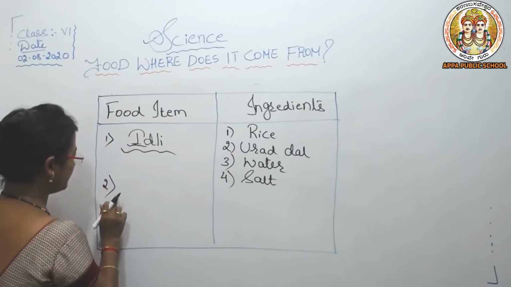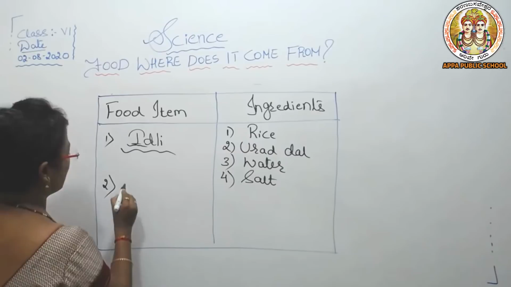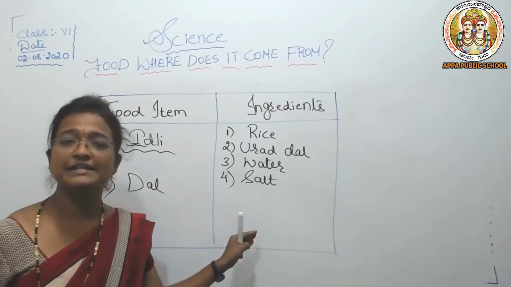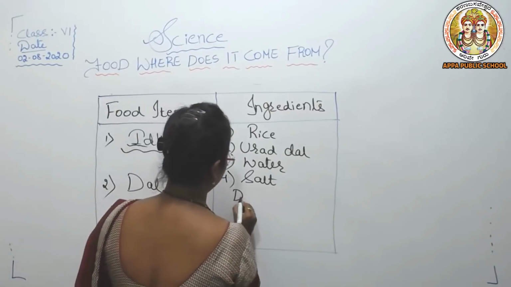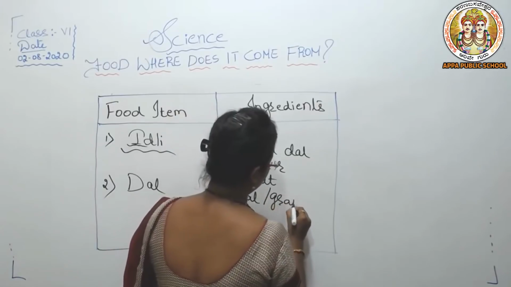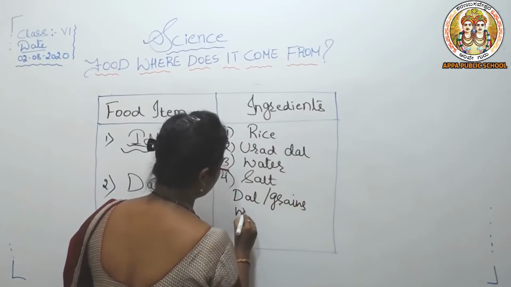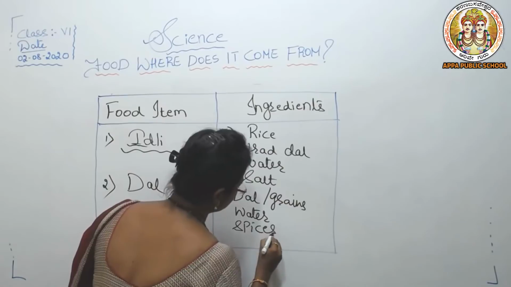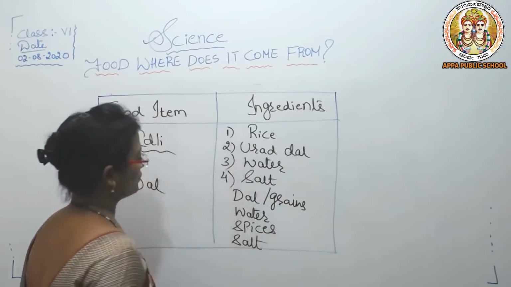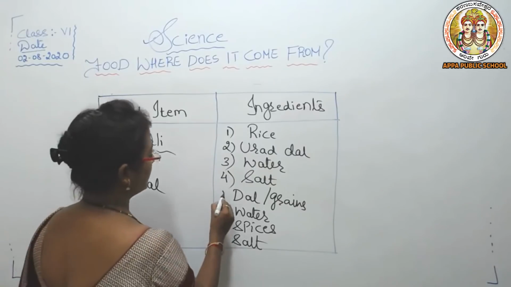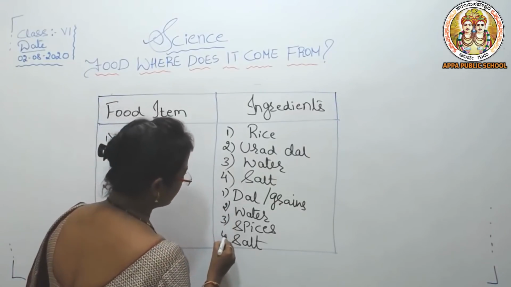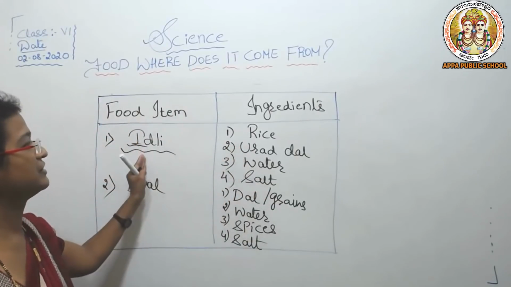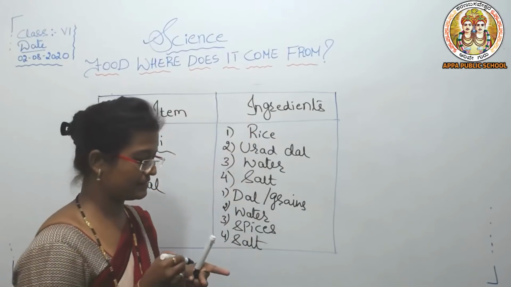One more example shall we take here? We will take dal. Okay. To prepare this dal, what are the ingredients we need? We need water, spices and salt. Okay, to prepare this dal, these are the ingredients we need. Is that clear? What do you mean by ingredients? The materials required to prepare a dish are called ingredients.